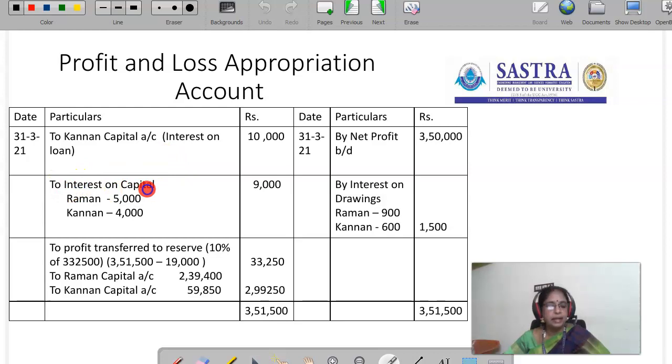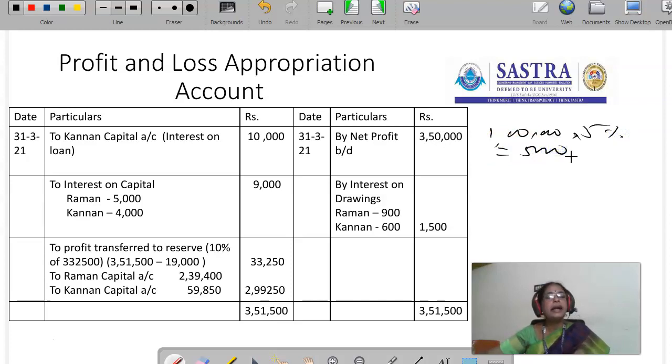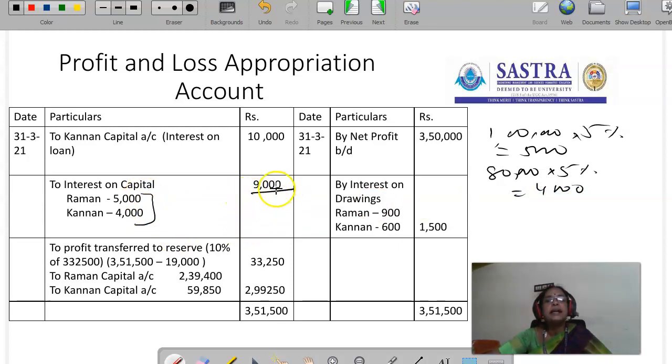Then interest on capital. How to calculate? The capital of Raman is 1 lakh and Kannan is 80,000. So 1 lakh into 5% is 5,000 rupees. Then for Kannan, he invested 80,000. 80,000 into 5% is 4,000. In this way, we have to calculate interest on capital. So the total interest on capital is 9,000.